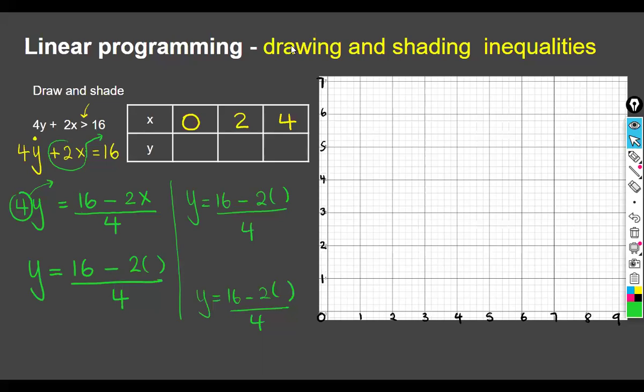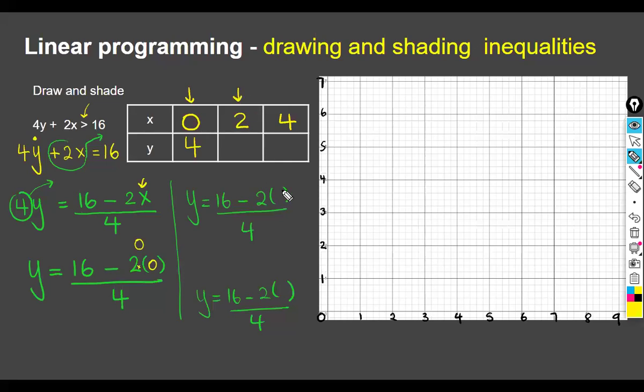Right, so I have this space laid out for the 3 pieces of working. For the first one, remember, we're replacing this x. For the first one, we're replacing x with 0. 2 multiplied by 0 is 0. Anything multiplied by 0 is 0. 16 minus 0 is 16. So 16 divided by 4 is 4. The first one is 4.